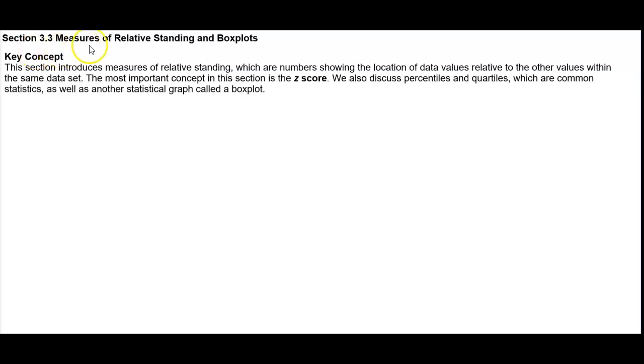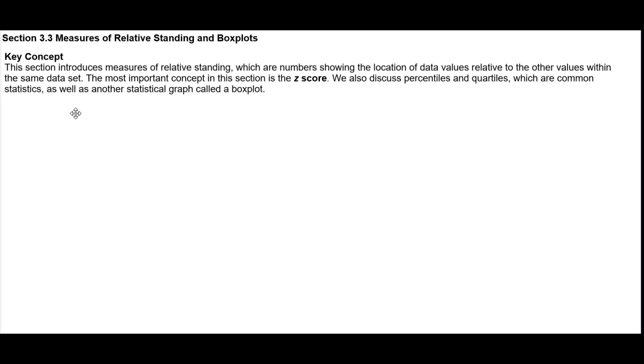Section 3.3, Measures of Relative Standing and Box Plots. Key concept. This section introduces measures of relative standing, which are numbers showing the location of data values relative to the other values within the same data set.